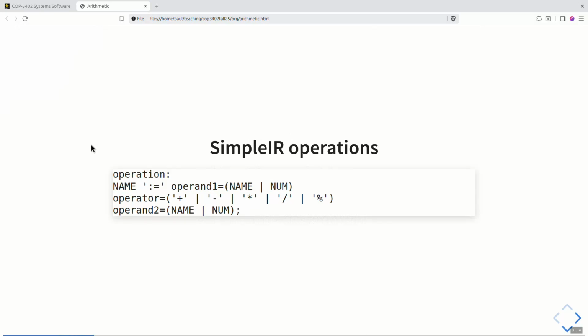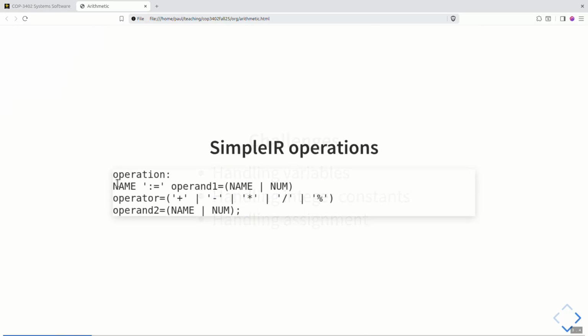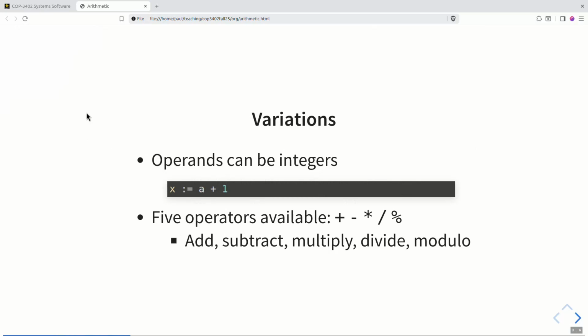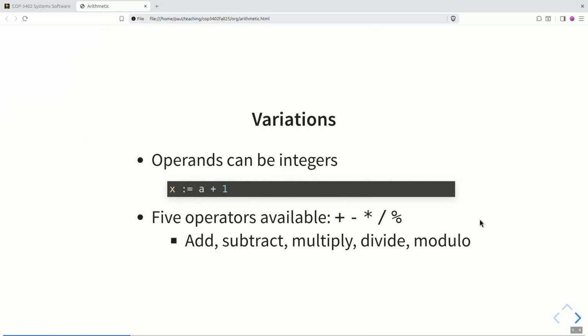You don't have to worry too much about the formal grammar, but as long as you know intuitively that the shape is always a string for the variable, and then 2 operands and an operator, that's all you need to know. So name is for the assignment, then you have 2 operands and an operator. Operands can be integers as well, and we've got 5 operators available. These correspond to add, subtract, multiply, divide, and modulo, just like in C, they have the same meaning. But remember, these are just ASCII characters. They don't have any meaning until our program gives them meaning, in this case by translating them to assembly. So questions about arithmetic operations in Simple IR?